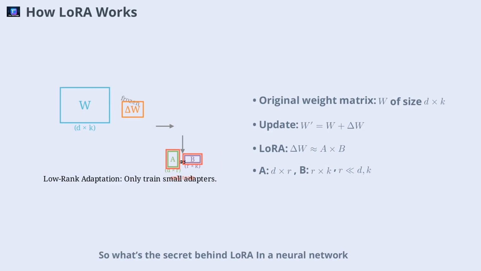So, what's the secret behind LoRA? In a neural network, each layer has weight matrices. Think of them as giant tables of numbers. Normally, fine-tuning means updating all these numbers. But LoRA takes a shortcut. Instead of updating the full matrix, it approximates the change using two much smaller matrices. This is called low-rank decomposition. Imagine compressing a high-res image into a simple sketch that still captures the essence. During training, the original weights stay frozen, and only the small adapter matrices get updated. At inference, the model combines the original weights and the adapter for predictions.